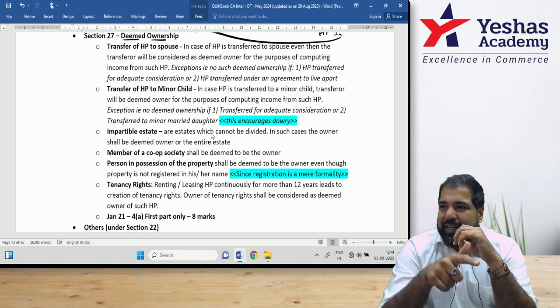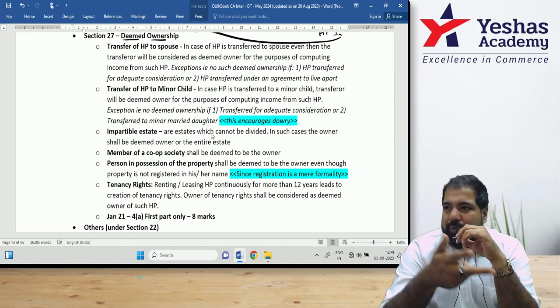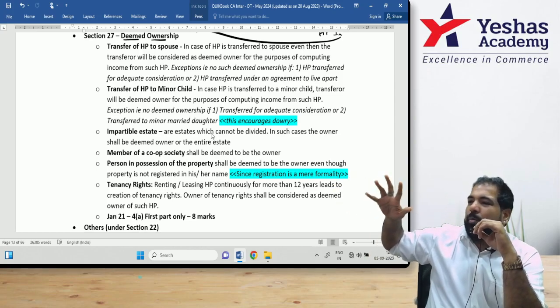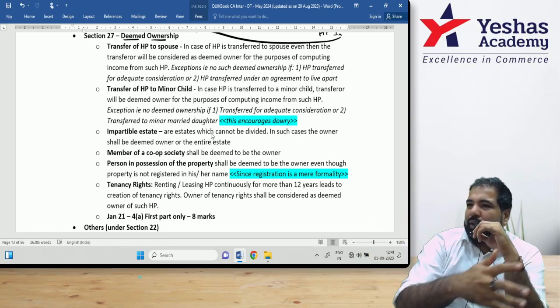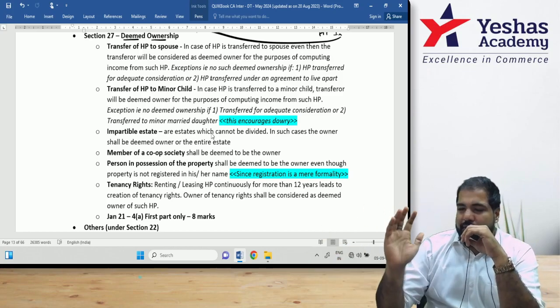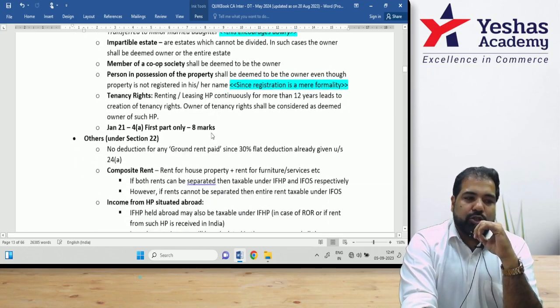Guys, there are some others like tenancy rights. There is something like impartial estate. There is something like part performance, cooperative society. All that is not important. You can read it either from your notes or from the handwritten notes and finish it off. Not important. Guys, some additional points.